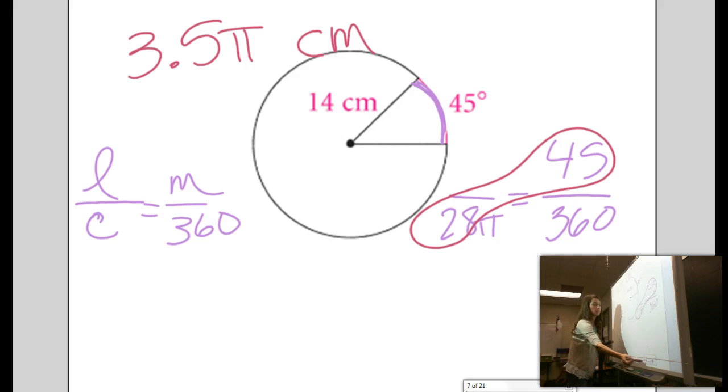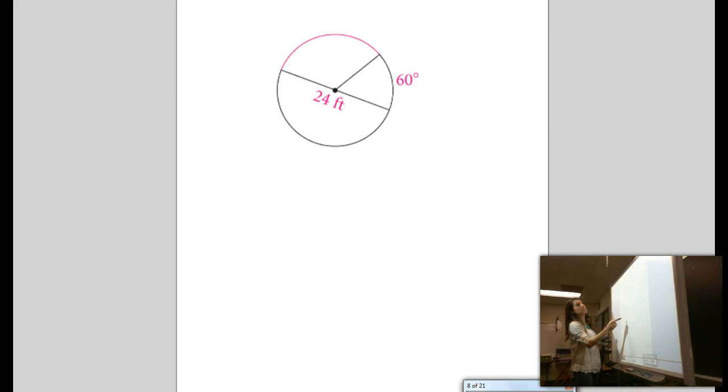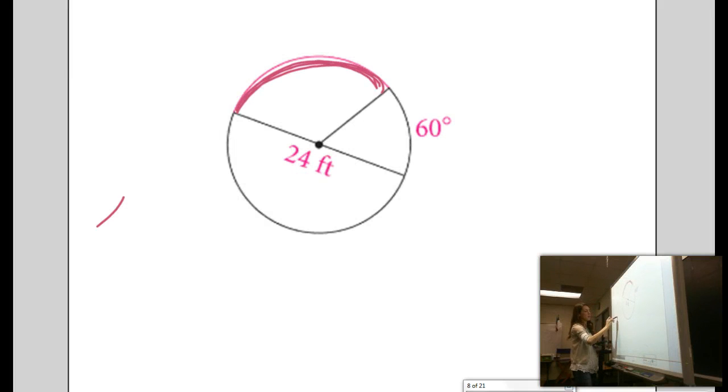Next one. It's really hard to tell what's pink. This is pink right here. Find the arc length again. I'll write the proportion again because you do not have to memorize this proportion.